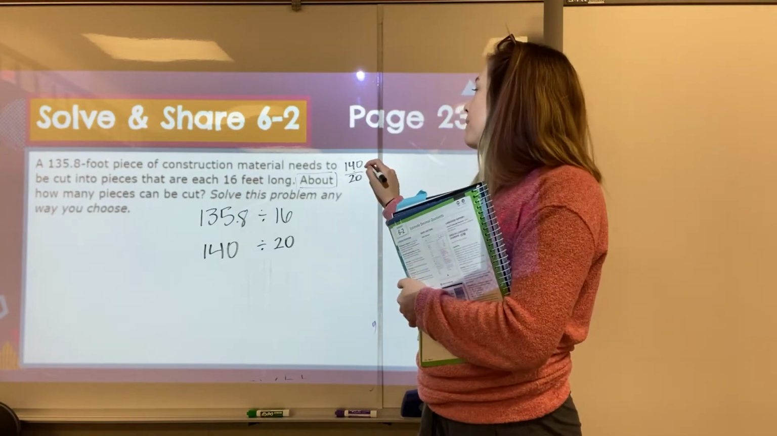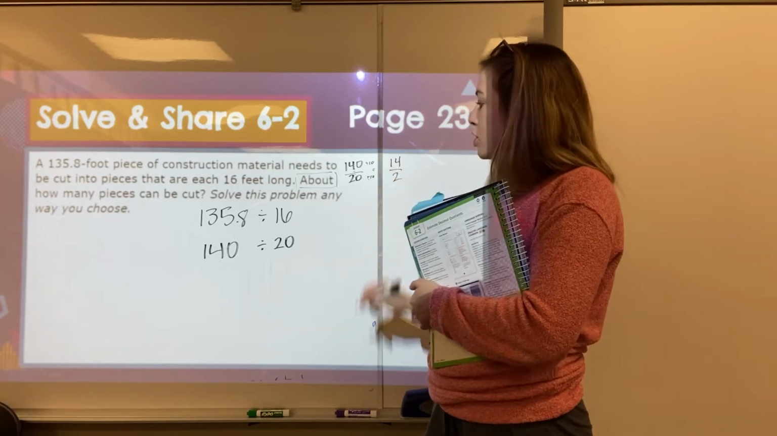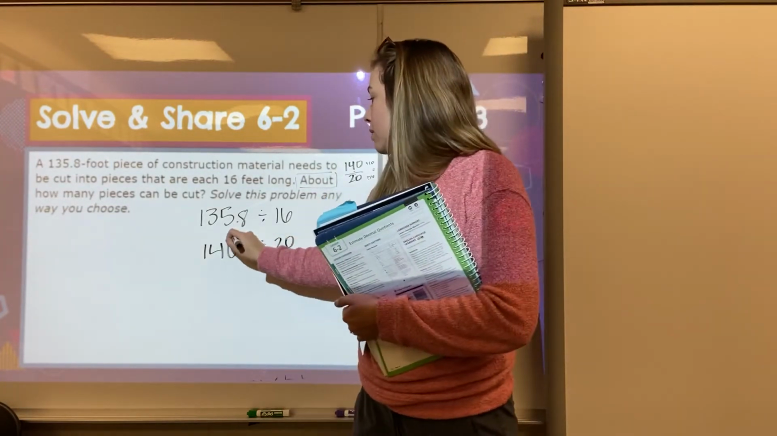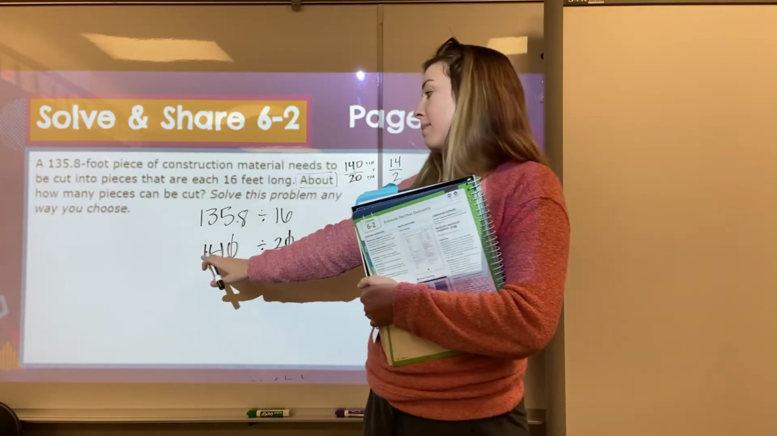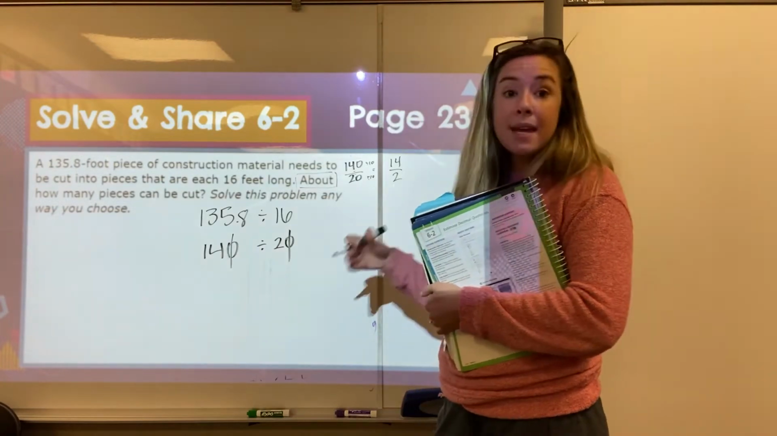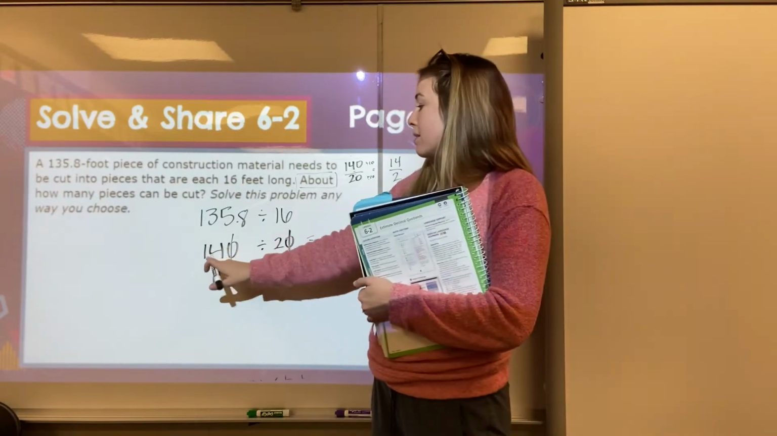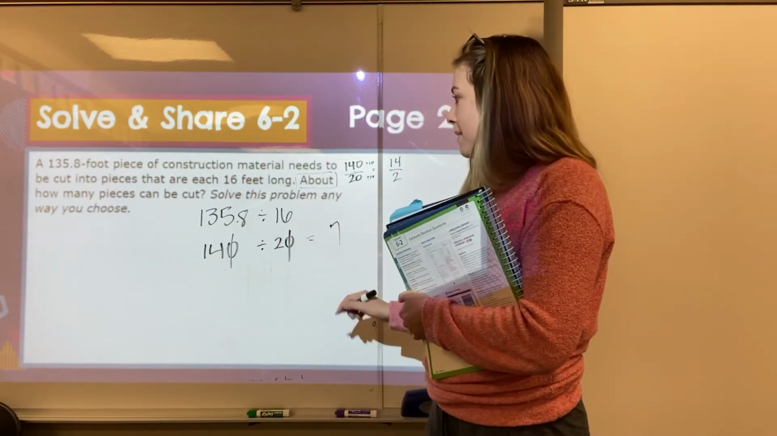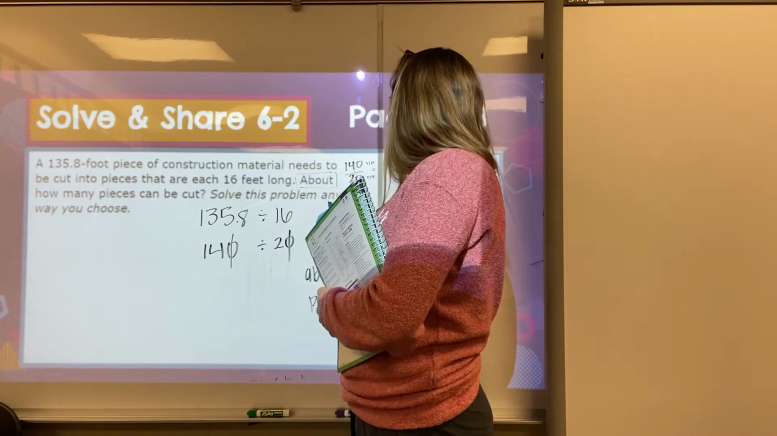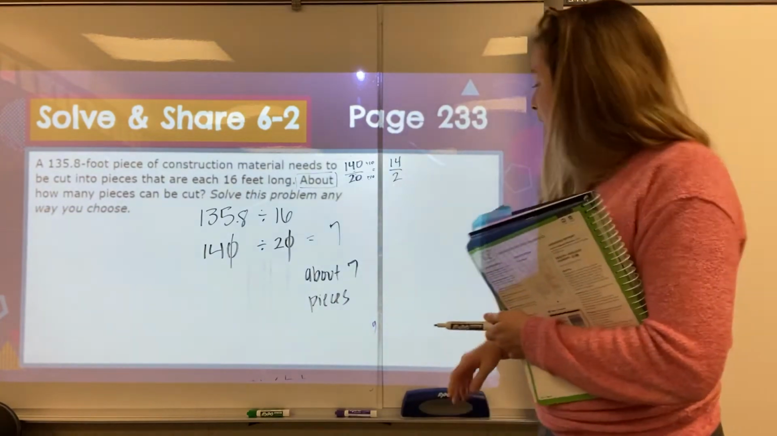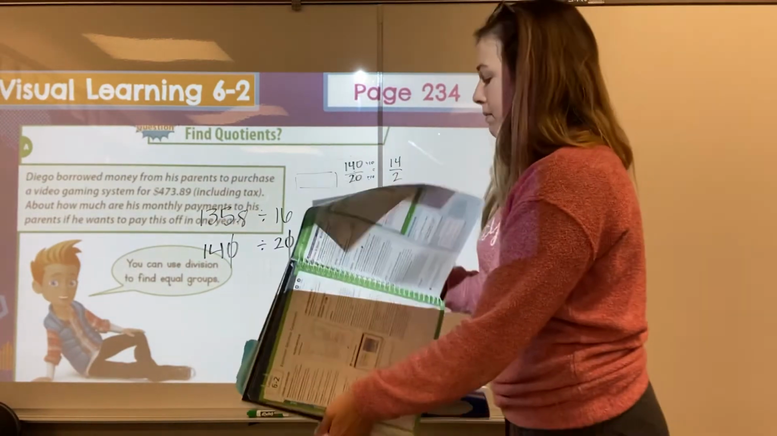So if I simplify this down by dividing by 10 on the top and 10 on the bottom, I get 14 over 2. The shorthand is just to cross out my 0. So what I'm doing here is dividing both my dividend and my divisor by 10. I'm going to get the same answer as if I would have just done 140 divided by 20, but I can do this a little bit easier in my head. So 14 divided by 2, well, that's 7. So about 7 pieces is my answer.